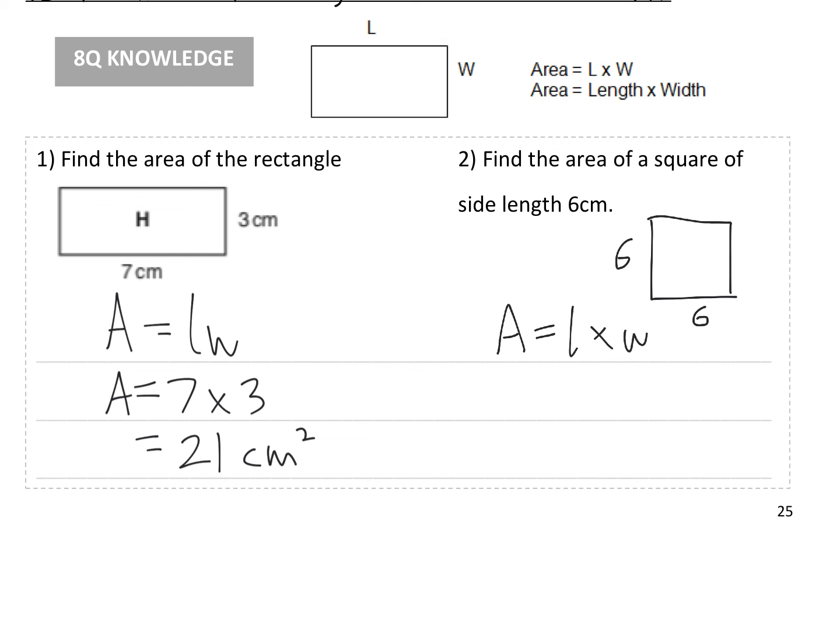If you just want to keep it simple, the length and the width are both 6, so it's 6 squared, 6 multiplied by 6, which is 36. And that would be centimetres squared again, because the question is in centimetres.